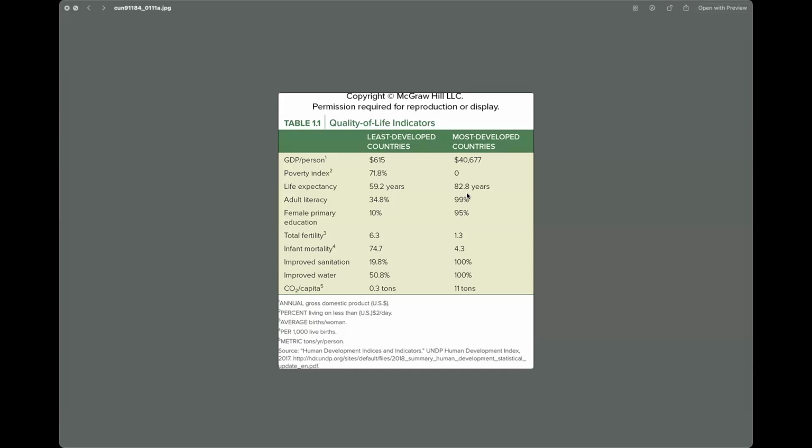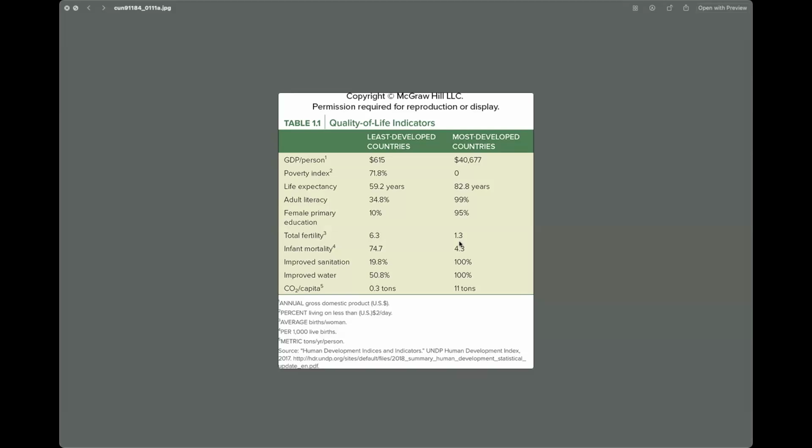I think the population of homeless people in LA County, as of the last count, has grown to close to 75,000. And it's interesting how many of those are actually minors. They're kids. Life expectancy, quite a difference. You can see adult literacy. In the least developed countries, about a third of the population can read and write. Girls entering primary education is only 10% in the least developed countries, and it's 95% in the more developed countries. And then you have this big difference in fertility.